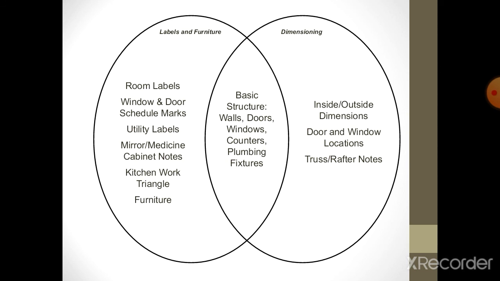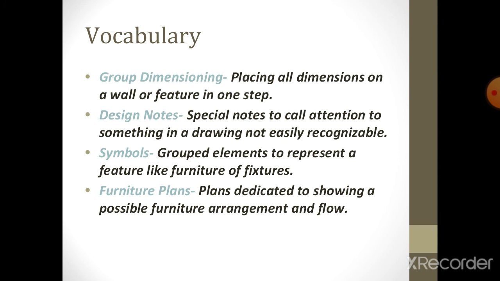So, we have here labels and furniture. So, room labels are, you have the window and door schedule marks, the utility labels, mirror and medicine cabinet notes, kitchenware triangle, and furniture. So, while we have here the basic structure, like the walls, doors and windows, counters, plumbing, and then the fixtures. With regards to dimensioning, you have the inside and outside dimensions, door and window locations, and of course, the truss and rafter notes. Okay, let's proceed on this.